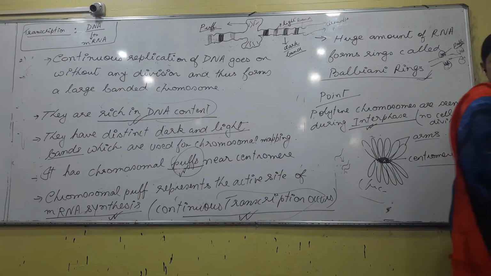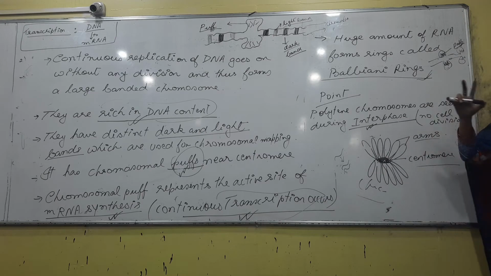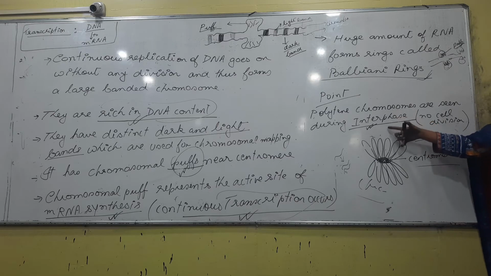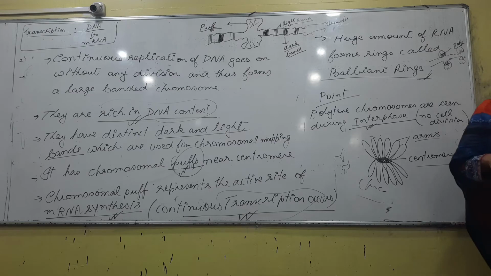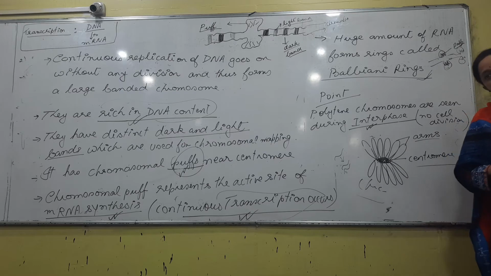Another thing, this point, interphase. We will read two chromosomes: one is lamp brush, the other is salivary gland. From an examination point of view, they can ask when we will see this chromosome. Why is it important? Because we know that we can see a chromosome when the cell is dividing or in the process of cell division. If the cell is not dividing, we will never see a chromosome. Instead, we will see something called a chromatin network, right?